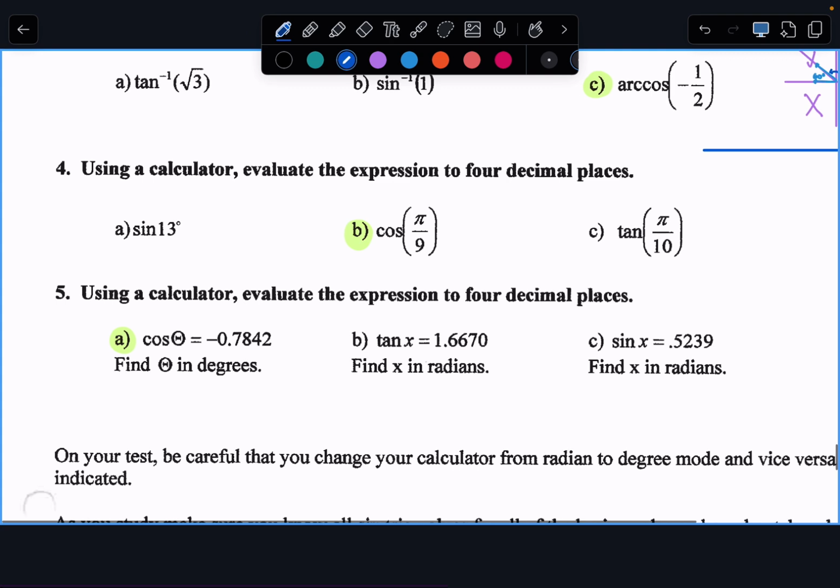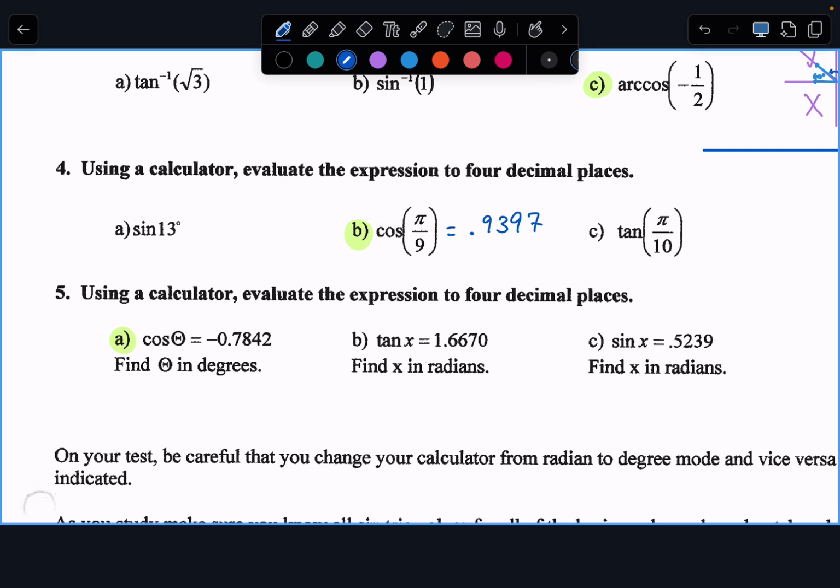So if I gave you one like cosine of pi over 9, you would just need to make sure that you are in radian mode, right? Everybody remembers how to change the mode on your calculator, right? And then cosine pi over 9, enter, and then whatever that is, I think it's 0.9397. Okay, so these are good examples for you to make sure that you know how to use your calculator, okay?